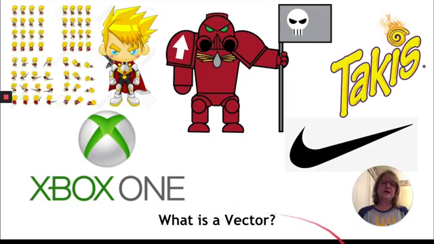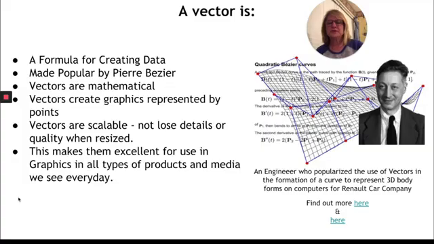So what exactly is a vector? Let's take a look. A vector is a mathematical formula for creating data. Don't worry, we're not going to be doing any math, but using vectors were made popular by this man right here, Pierre Bezier. He was an engineer who came up with the idea that the formulation of a curve to represent a 3D car body form could be shown on a computer.